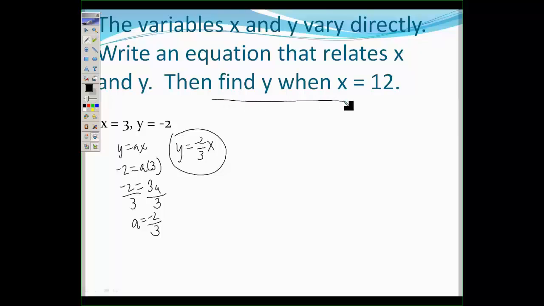Secondly, it says find y when x is 12. So let's find y when x is 12. I'm going to say that y is equal to negative 8. And I canceled there because I noticed that 3 and 12 both have 3 in common. So y must equal negative 8. Remember, when you multiply fractions, you multiply straight across.